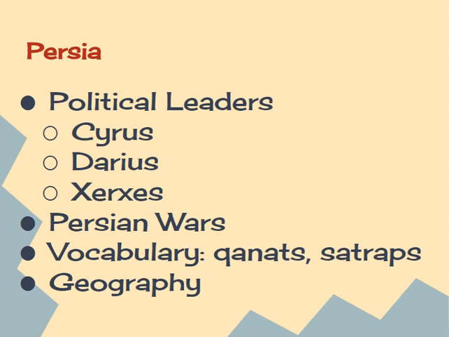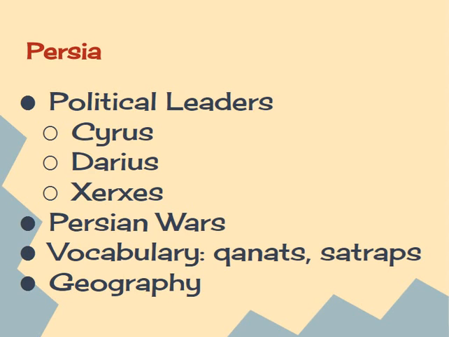You want to know the main political leaders. We talked about Cyrus, Darius, and Xerxes, and you can look up more information on each of those in your notes. But you will want to know the chronological order of those and kind of what each one of them did. We did talk about how Cyrus was able to free the Jews and allow them to come back, and how that connects back to Judaism and Christianity and talking about the temple.